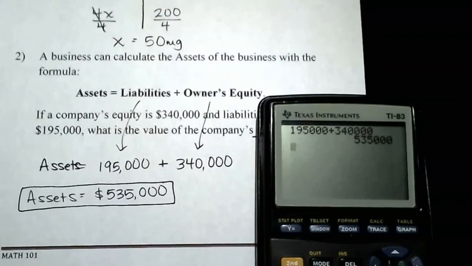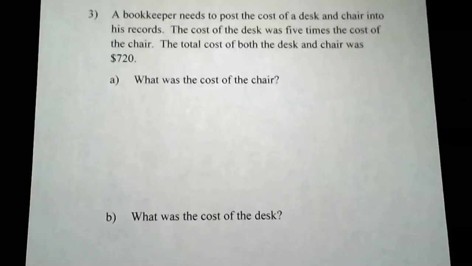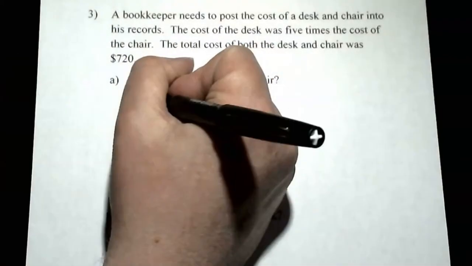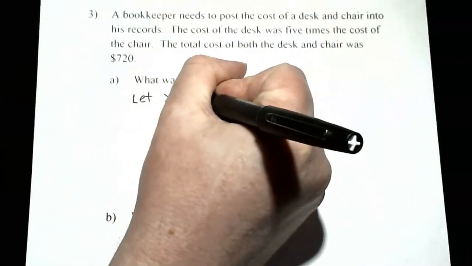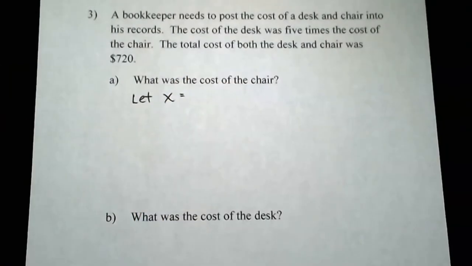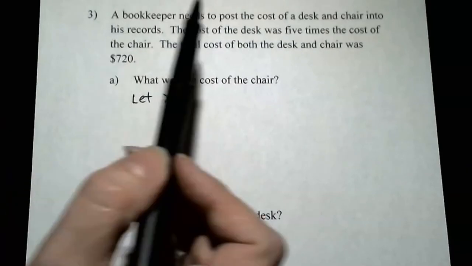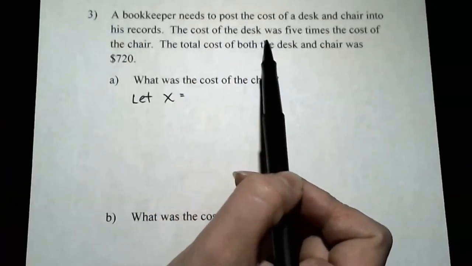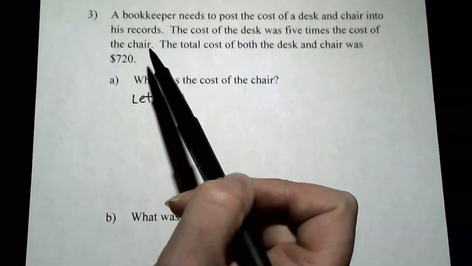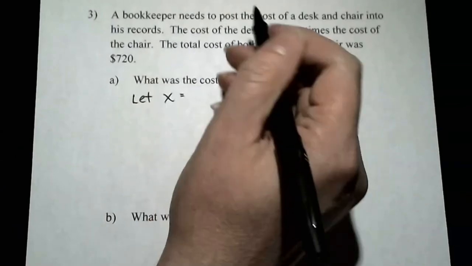And that one's done. For number 3, it says a bookkeeper needs to post the cost of a desk and chair into his records. The cost of the desk was 5 times the cost of the chair. The total cost of both the desk and the chair was $720. What was the cost of the chair and what is the cost of the desk? So we're asked for 2 different things. So the first thing I'm going to do is set this up and then go back in and see which one I don't know anything about. So it says the cost of the desk was 5 times the cost of the chair. I don't know anything about the chair then.